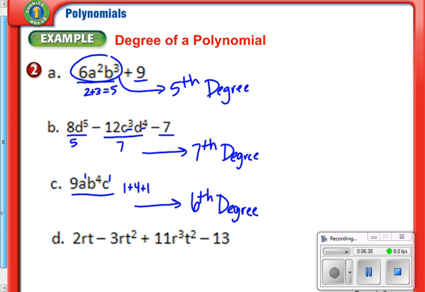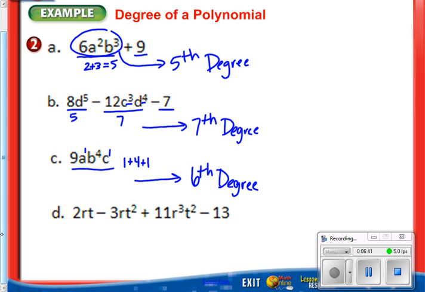Why don't you go ahead and pause the video here in D, try to work through, try to list off each degree for each one of the terms here. We have a polynomial, so go ahead and pause it and try to work it out.